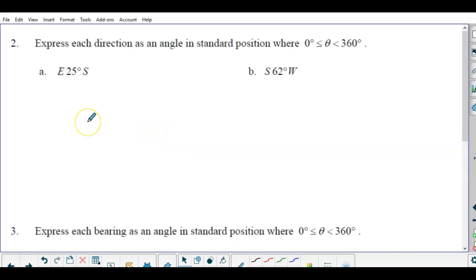Okay, express each direction as an angle in standard position. So these are what we call directional angles, sometimes bearings. And we do have another sheet on bearings and compass headings that will be in a separate video. We should know where north, south, east, and west is. That's something you're going to have to know. We're not going to tell you that. So north, south, there's east, and there's west.